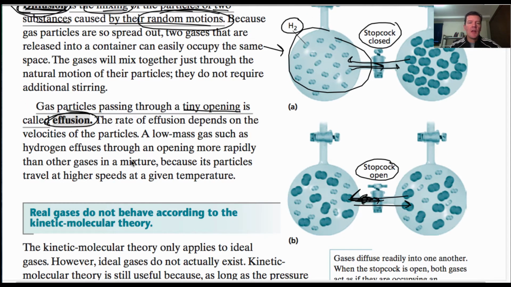Now, how fast do they pass through an opening? The rate of effusion depends on the velocities of the particles. Obviously, if these particles are moving very fast, they're going to more quickly find this opening here and get through there. Okay? And what are the ones that are moving fastest? Those are the lighter ones. Remember we said that before? So low mass gases are going to effuse more rapidly, like hydrogen.